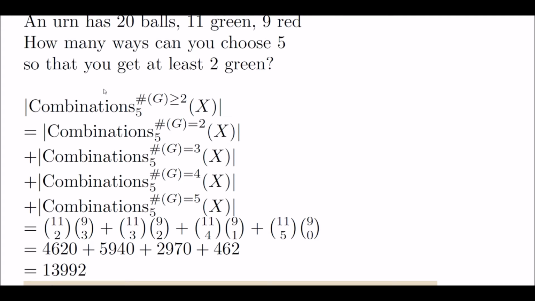So if you want to calculate an at least, if you want at least so many green, you have to split that into exactlies. So if you want at least 2 green, that'll happen if you have exactly 2 green, or exactly 3 green, or exactly 4 green, or exactly 5 green.